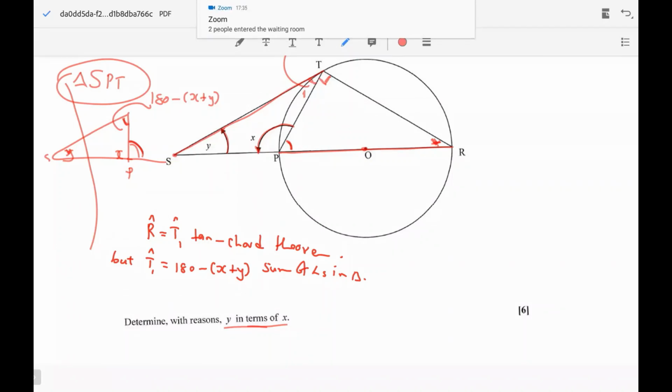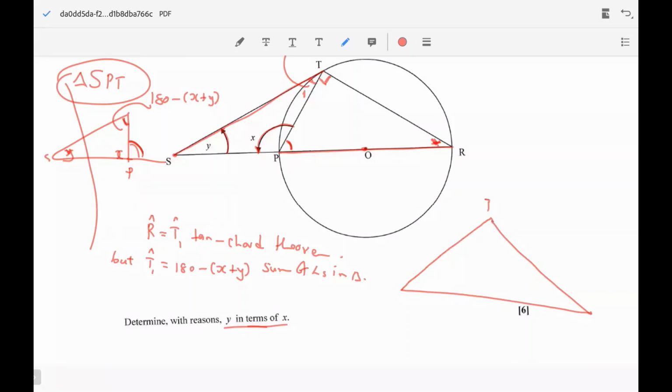So now focus on triangle PTR. I'll try to sketch it here. Triangle PTR. So T is 90 degrees there. This is R, which is of course 180 minus (x plus y). And then this is point P, and then we have angle x.